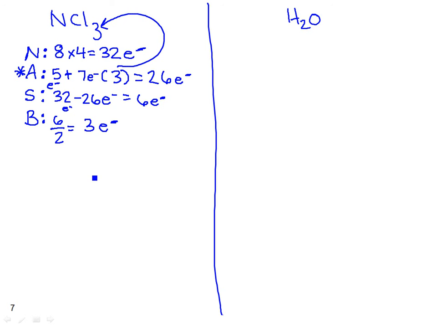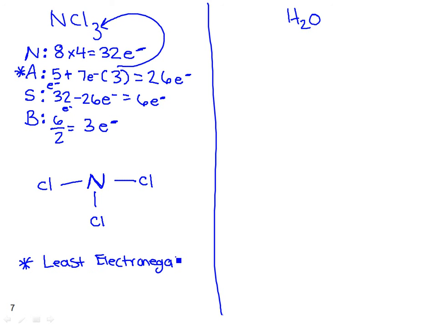Okay. So we're going to put our nitrogen in the middle, our chlorines around. A little tip here: the least electronegative element goes in the center. It's pretty easy to see that you have to put the nitrogen in the center because it has 3 chlorines, but just a little tidbit. You haven't really talked about electronegativity too much yet.